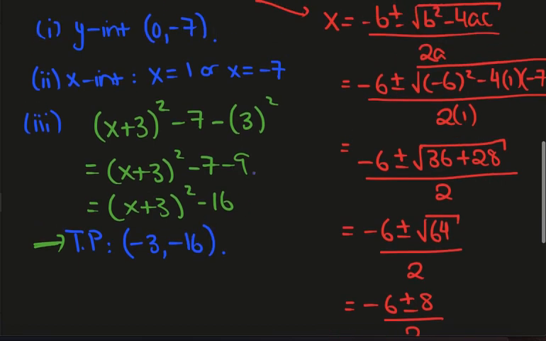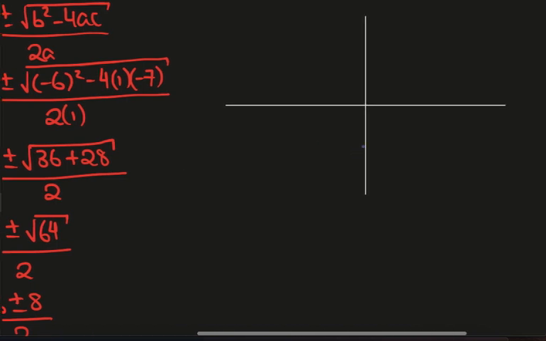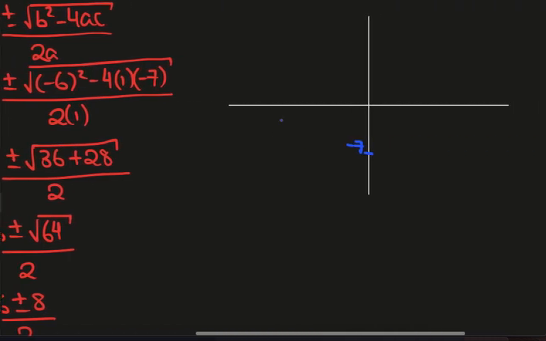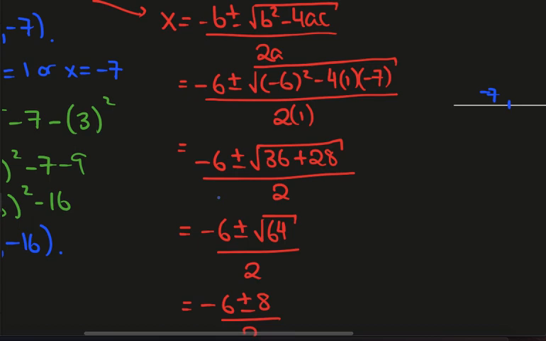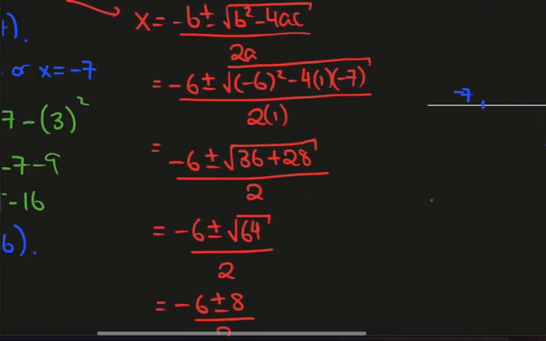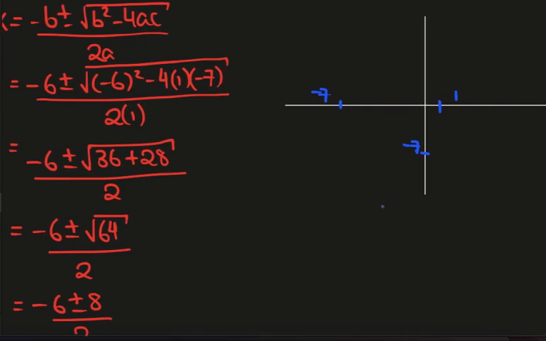Okay, so let's graph that. We have a y-intercept at minus 7, put about here. We have x-intercepts at 1 and minus 7. And the turning point is at minus 3 and minus 16, so it's probably about here. Minus 3, minus 16, and then we just connect the points.